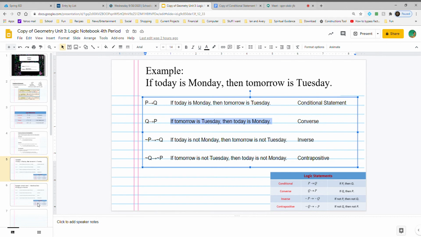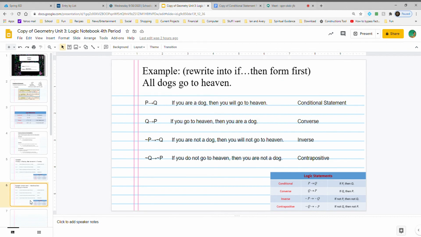All right, and then lastly, on this one, we had to write a conditional statement given that statement: all dogs go to heaven. So what we came up with in this class was, if you are a dog, then you will go to heaven. That's our conditional statement. Some other people came up with, if you are a dead dog, then you will go to heaven.